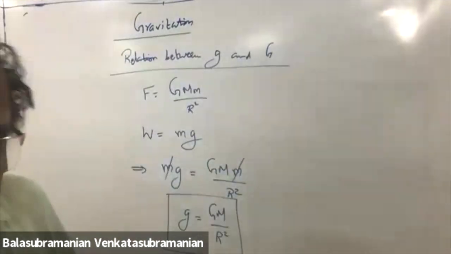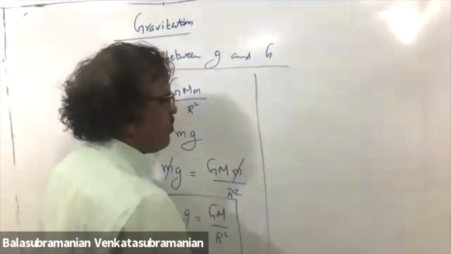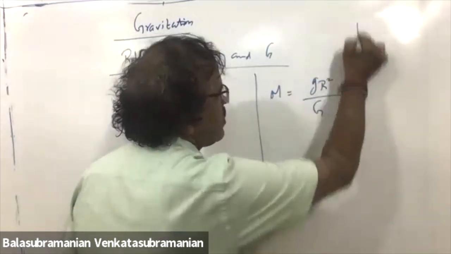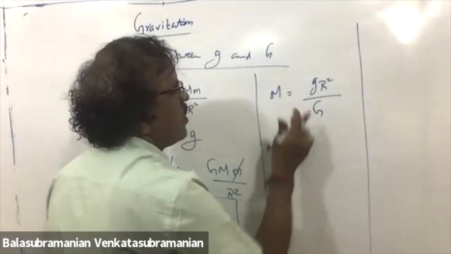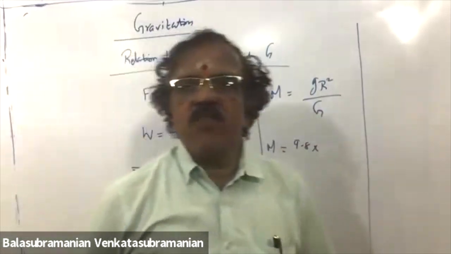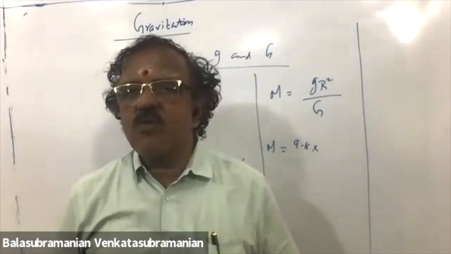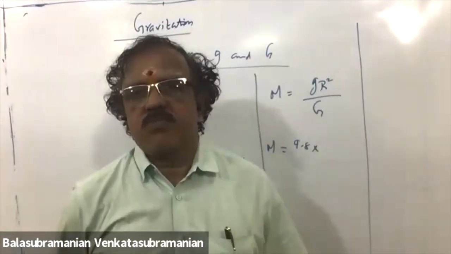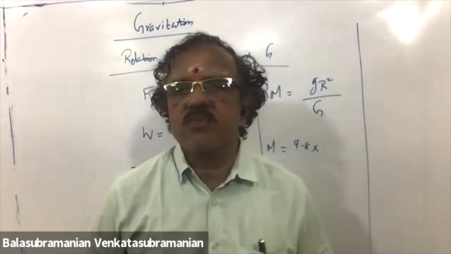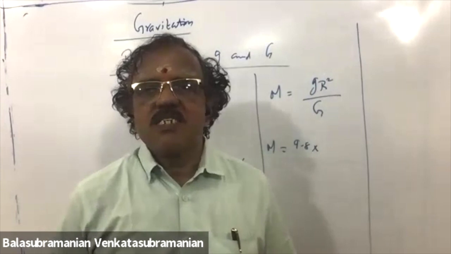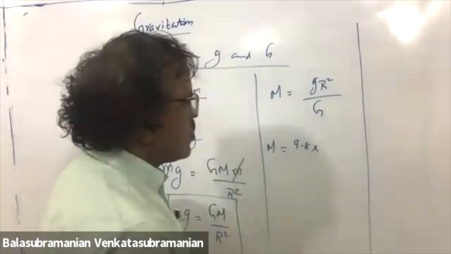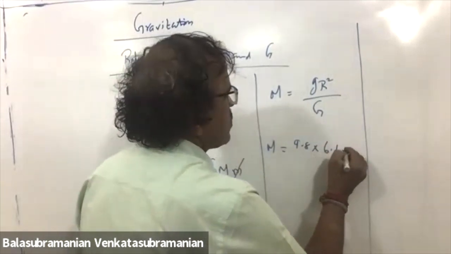Sir, I want to calculate mass of the earth from this equation. No problem. You can calculate. M is equal to g R square by capital G. g is 9.8. Radius of the earth is nearly 6,400 kilometers. 6,400 kilometers is the radius of the earth, a huge value. 6.4 into 10 power 3 kilometer or 6.4 into 10 power 6 meter.